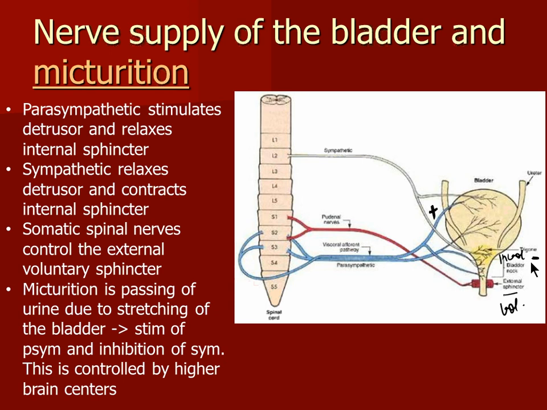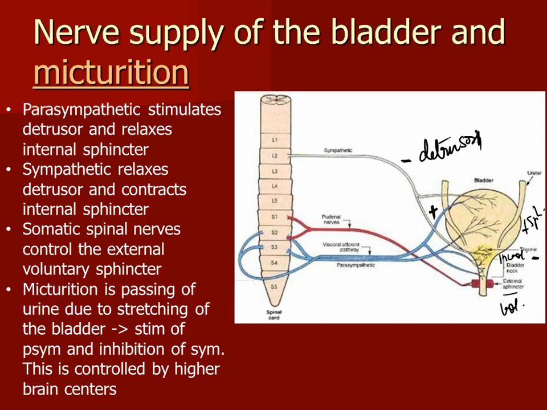The sympathetic system does exactly the opposite. The sympathetic system relaxes the detrusor muscle. The negative sign means that it doesn't stimulate it. So it relaxes the detrusor muscle, but it contracts the sphincter. So when your bladder is filling, you can understand the sympathetic will be active because it will keep the involuntary sphincter contracted and the detrusor relaxed, so your bladder can continue to fill, right?